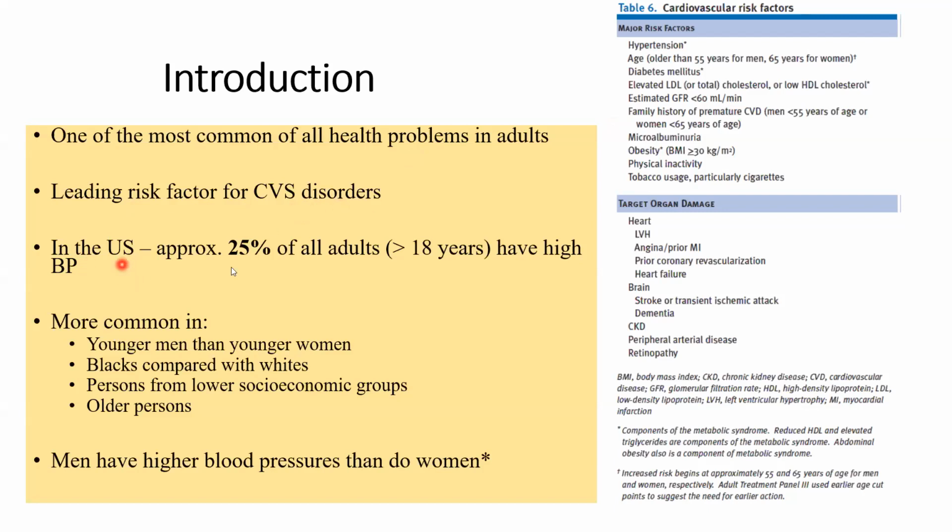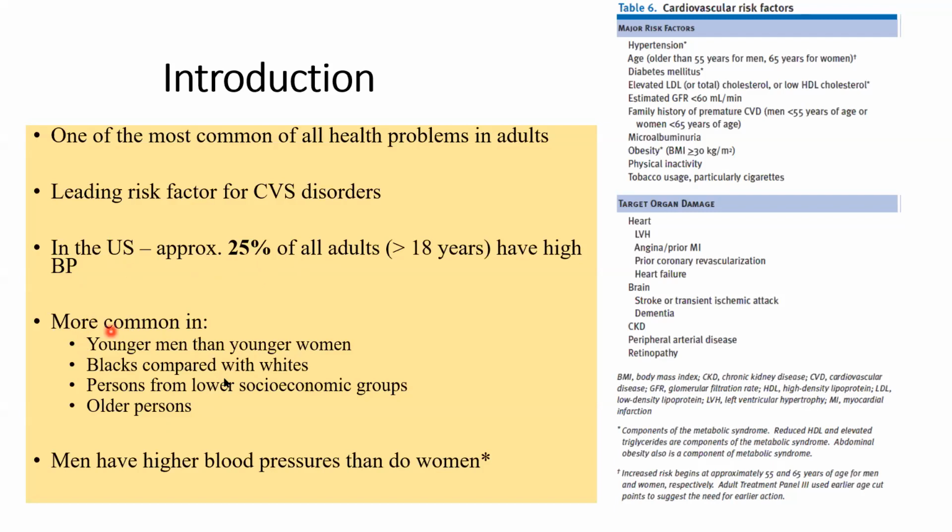In the US, for example, approximately 25% of all adults above the age of 18 have high BP. That's a very significant amount of people. So 25 in 100 people in the US, according to the latest statistics, suffer from some sort of BP abnormality, and this is a serious concern.